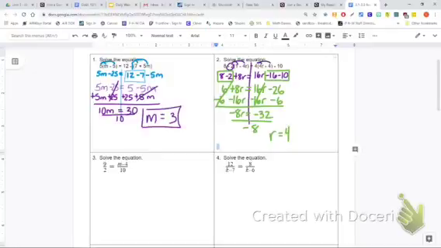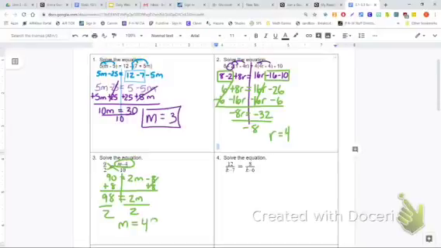Going down to number 3, crisscross, multiply. 9 times 10 is 90. Going the other way, 2 times all of that is 2m minus 8. My letter's already by itself, so I'm going to take that 8 and add it to the other side, and I end up with 2m equals 98. Last step, divide both sides by 2, and we get that m equals 49.